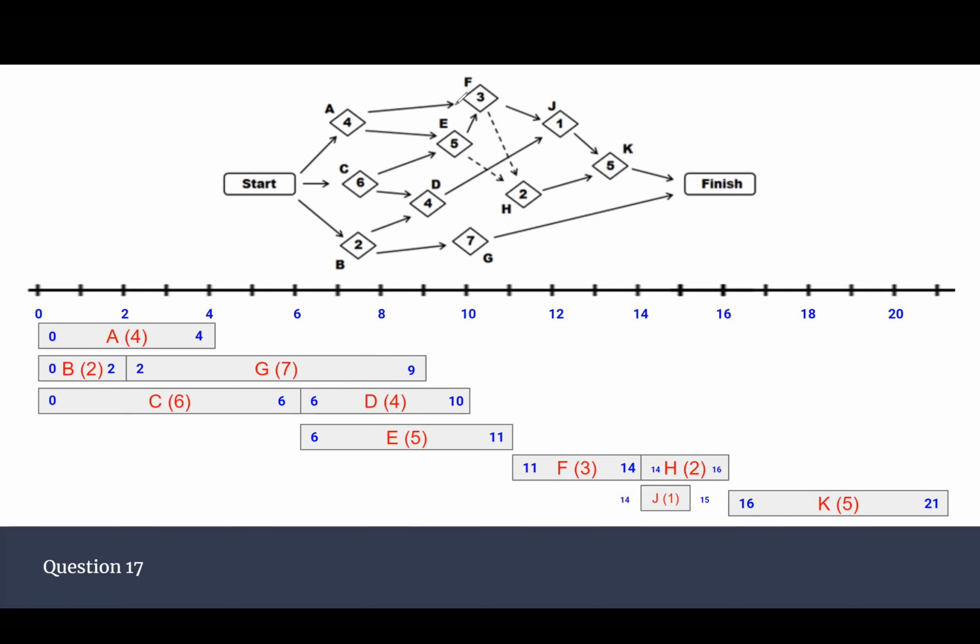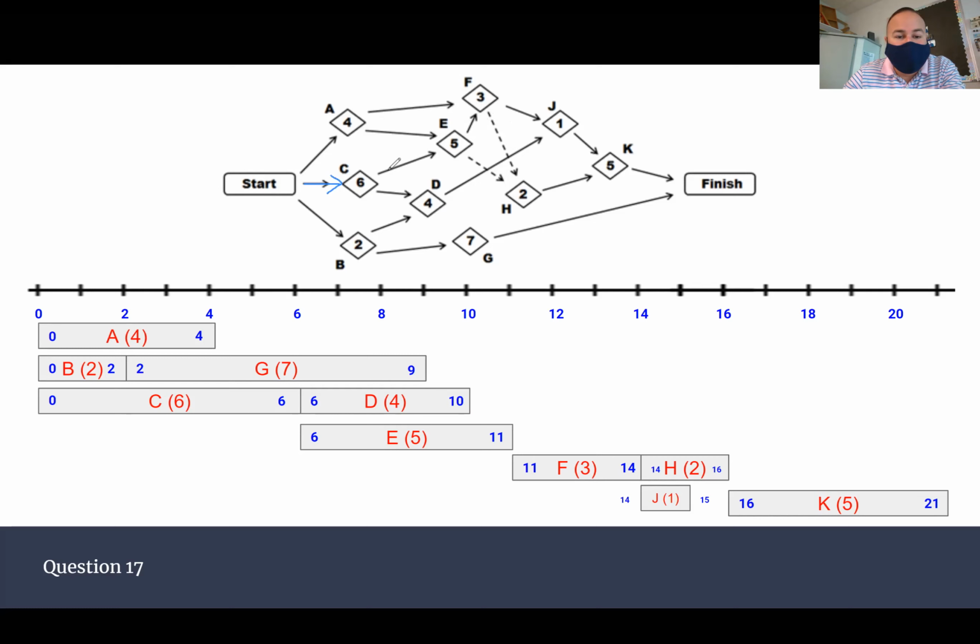Let me call on somebody at home. Sonny, were you able to find the longest path? Zuriel, did you find it? B to G to finish, that's the shortest path. What about the longest path? You find it, Christiana?